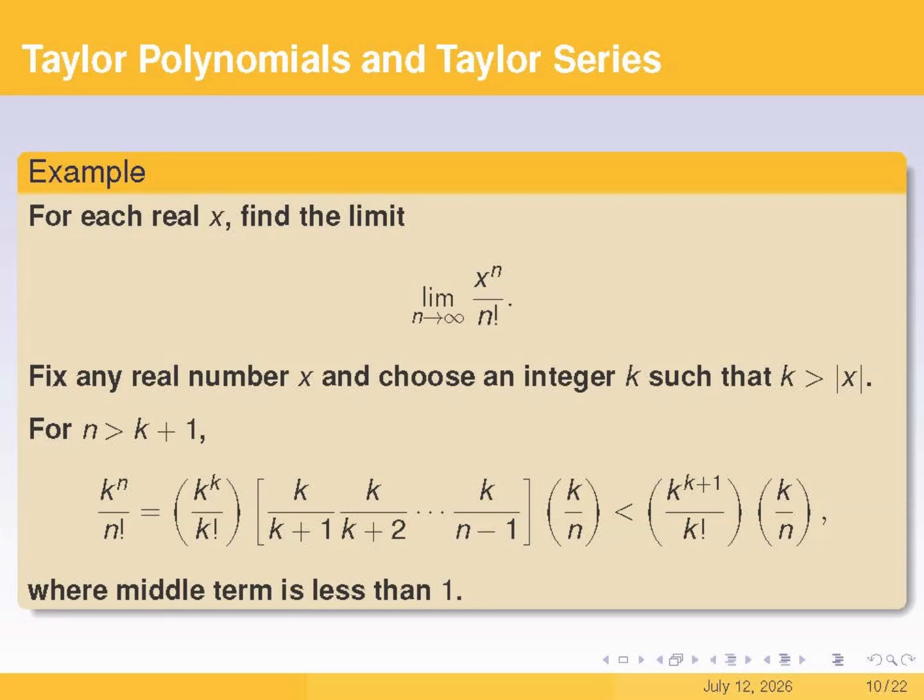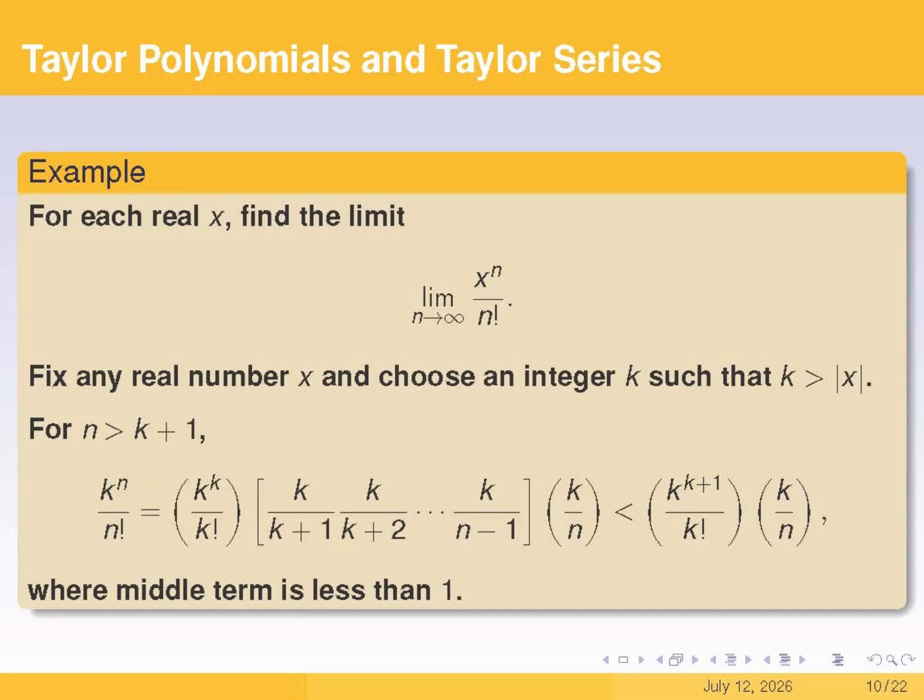Because x is picked ahead of time, we can definitely find a positive integer k that is large enough so that the absolute value of x is smaller than k. Now, let's also assume that n is larger than k plus 1. This gives us the equation in the second to last line.